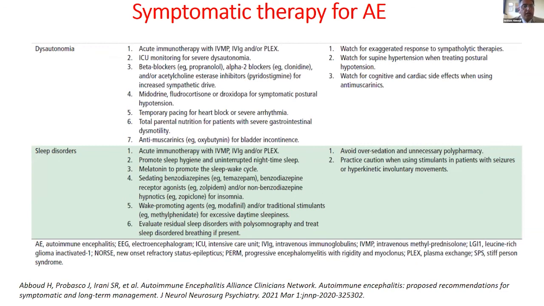For dysautonomia, sympathetic hyperdrive, we use beta blockers, alpha-2 agonists, and acetylcholinesterase inhibitors. For postural hypotension, midodrine, fludrocortisone, and droxidopa can be helpful. We've had a lot of luck with droxidopa in some of our patients. Antimuscarinics for hyperactive bladder. Again, watch for side effects. For sleep disorders, these patients might require a polysomnogram after the acute attack, and then treating the residual sleep disorder symptoms according to what symptom you are dealing with.